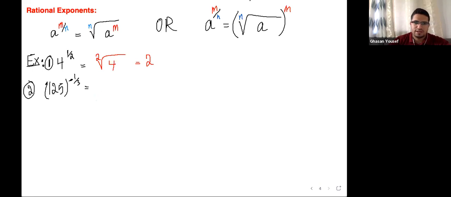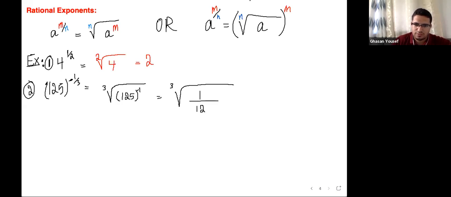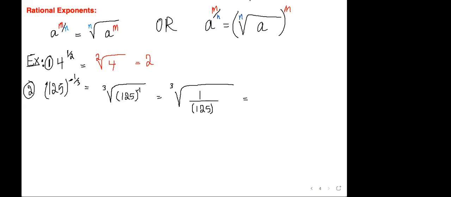So when I see negative 1 here, this means I have to write it like this: the third root, cube root of 125 to the power minus 1. And the power minus 1 means I have to flip it down. So this is actually equal to the third root of 1 over 125, like this. Is it 1/5, by any chance? Exactly, 1/5, 1 over 5.